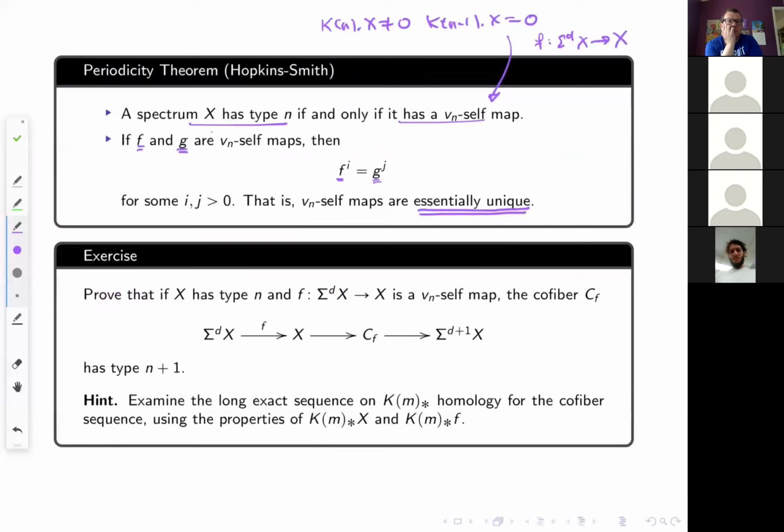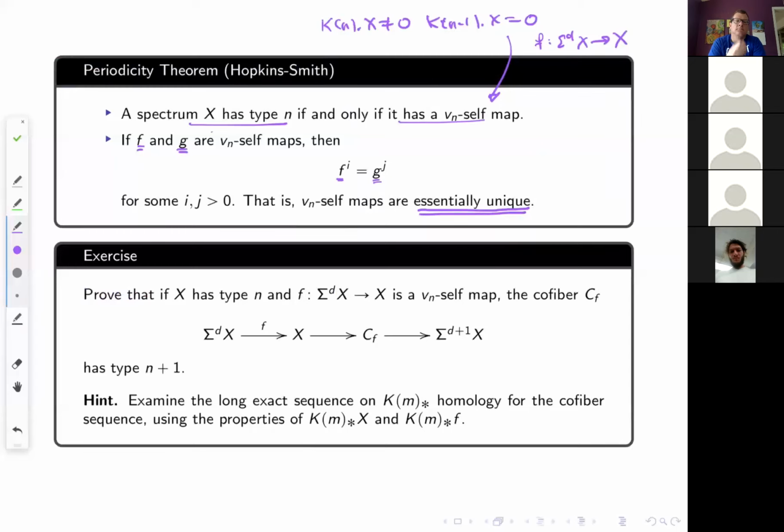Because these are self-maps, they induce isomorphisms on K(n) star homology. So you want to think of them as periodic operators. You have one operator, and the other one. If you iterate them, they become the same, and it doesn't really matter how many times you iterate because they're kind of periodic things. So for us, I'm going to pretend that the choice doesn't matter, because at the end of the day, because of this theorem, you can always do away with the dependency on choices for the constructions that we're going to do.